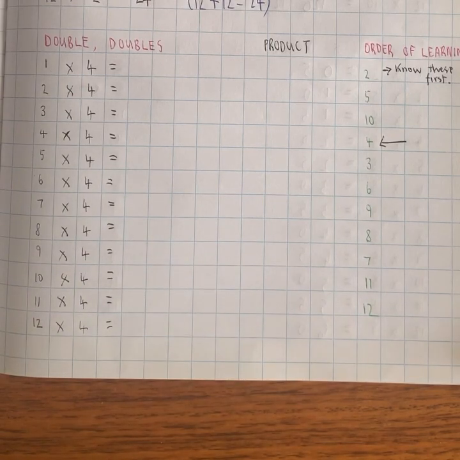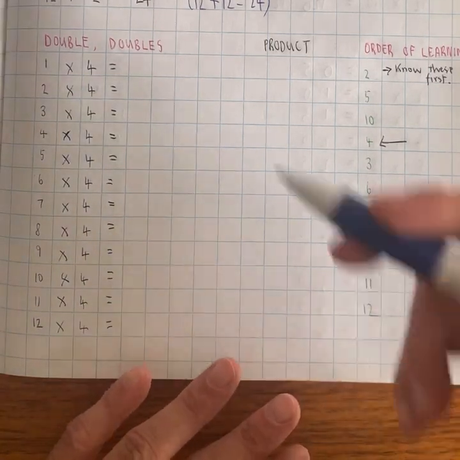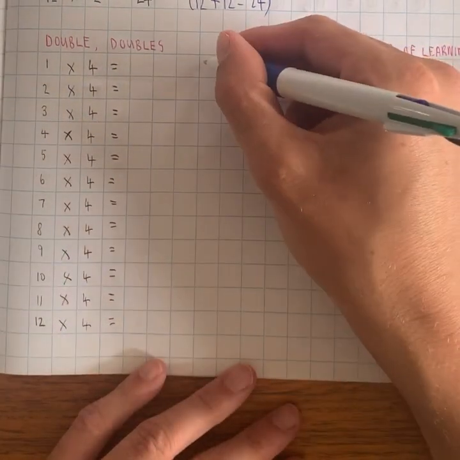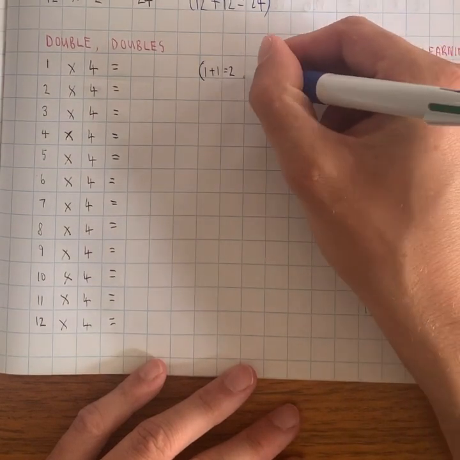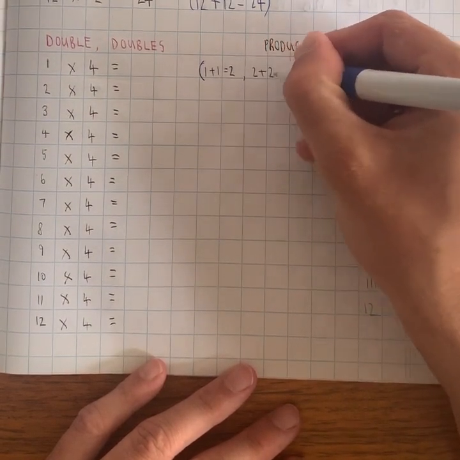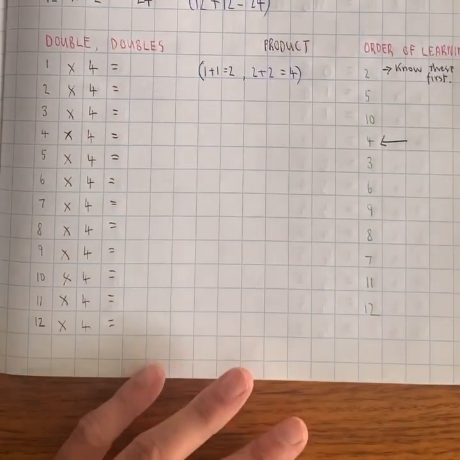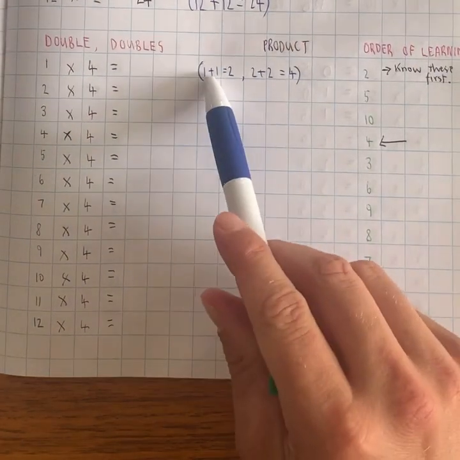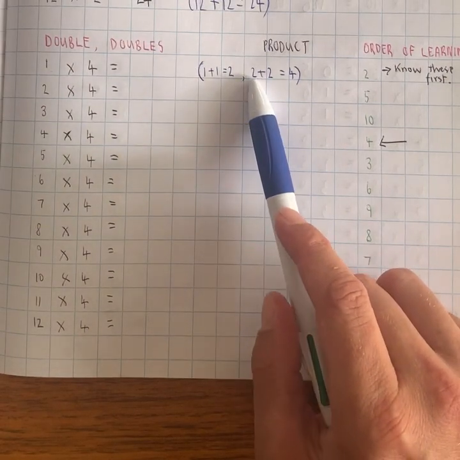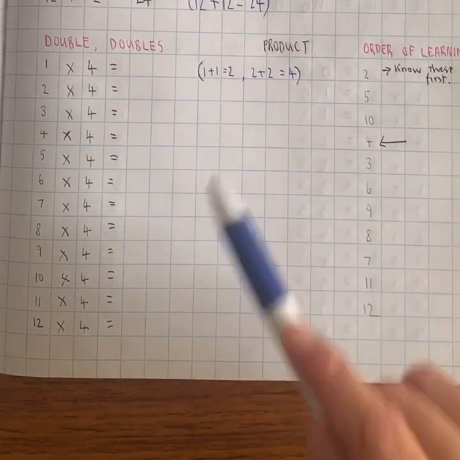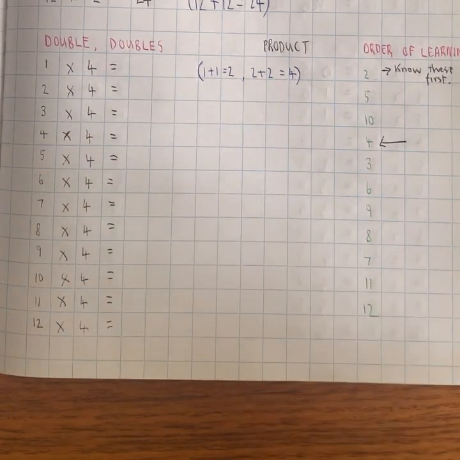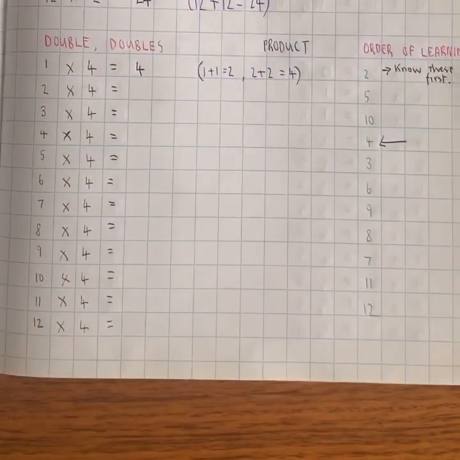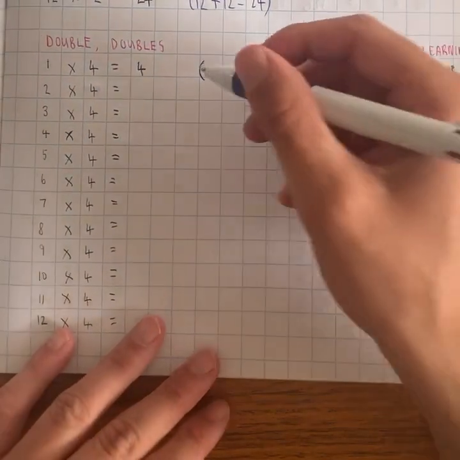Again, I'm going to use blue to show my thinking. So 1 times 4. What I'm thinking in my head is 1 plus 1 equals 2. Then 2 plus 2 equals 4. And that is a double double. I've doubled 1 once, then I'm doubling the answer again. The answer to 1 plus 1 is 2. If I double 2 plus 2, I get 4. So my product will be 4. Let's go through a couple more, and then I'll speed it up a little bit for us.